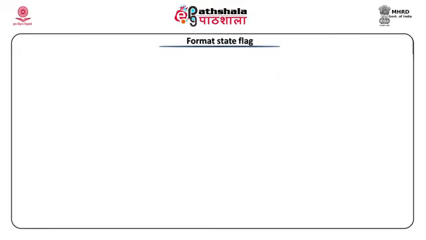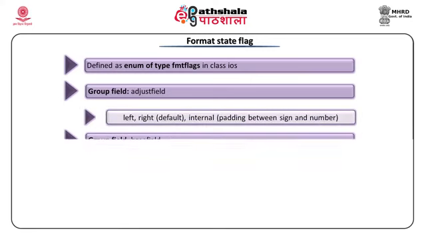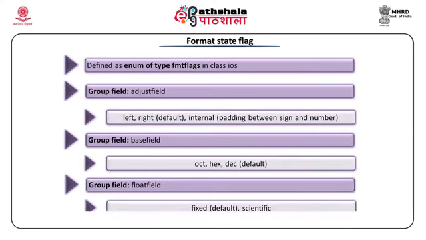Now, the fourth one, FormatStateFlag. The FormatStateFlag consists of different bits which can be set individually. As said, it is of the type enum, which is defined in the ios class. It is of the type fmtflags defined in ios. Now, some bits are grouped.